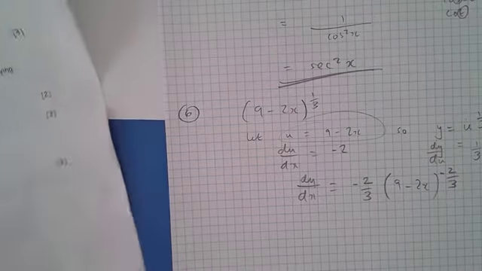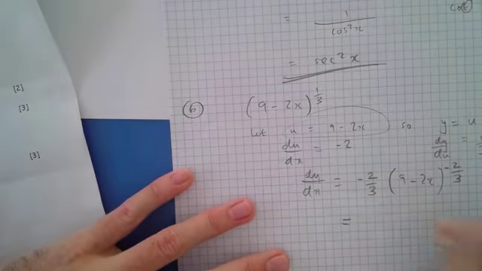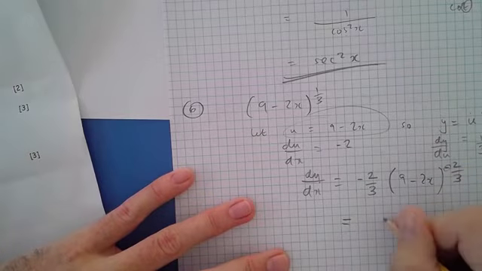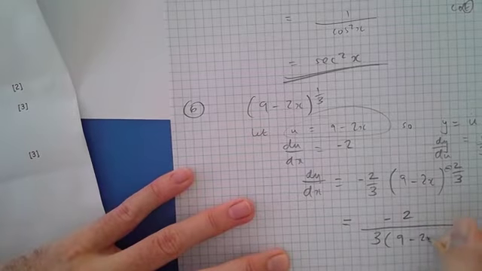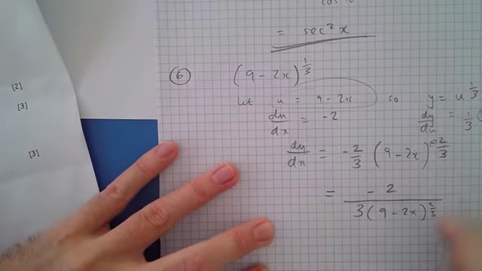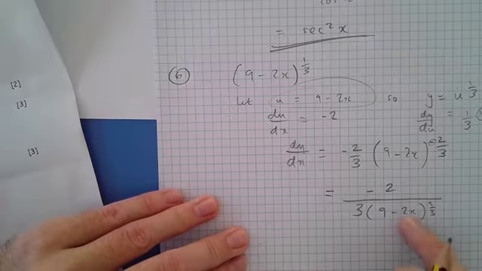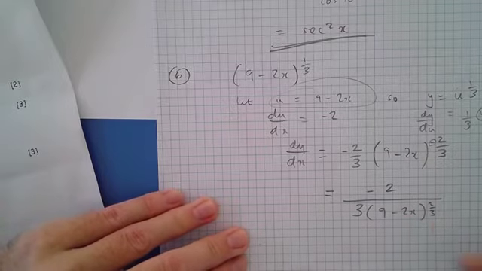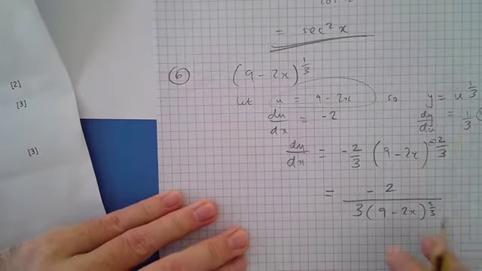I'll quickly check what they wrote in the official answers. So they said minus 2/3, and that's a minus, that's going to bring that down. So it's minus 2 all over 3, 9 minus 2x, and then to the 2/3 here. Okay? That and that are the same thing. That looks slightly nicer. If you're going to sub into that without a calculator, I'd much prefer to sub into that form, but we're not going to, and you should get the marks up till there, to be honest, because you've done all the processes.